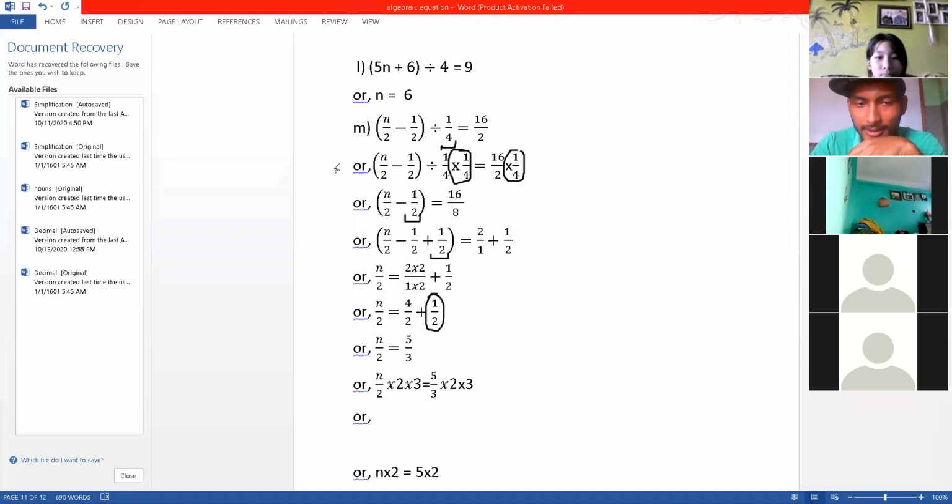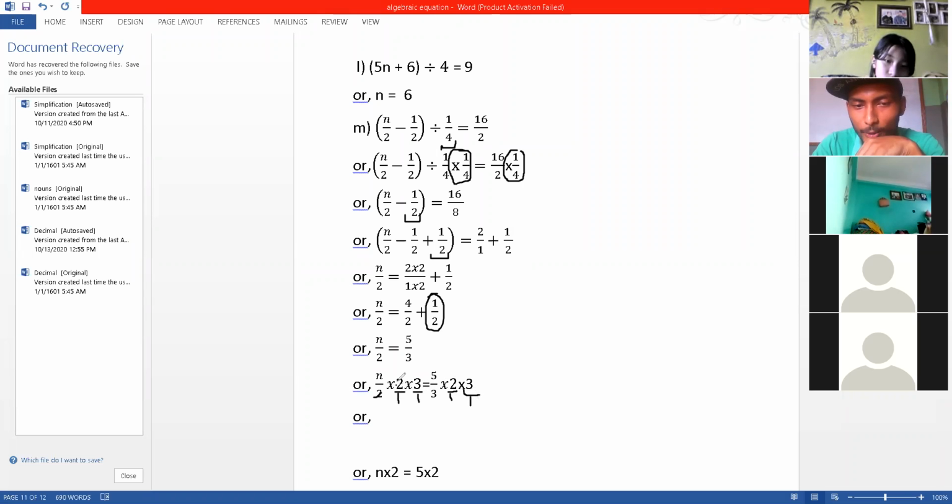Like in reduction, this 2 and this 2 will cancel out, right? Because this 2 means 2 by 1. If you have confusion here, this 2 can be taken as 2 by 1. This 3 can be taken as 3 by 1. And this 2 can be taken as 2 by 1. If you're confused about how I'm multiplying this, this 3 can be taken as 3 by 1.